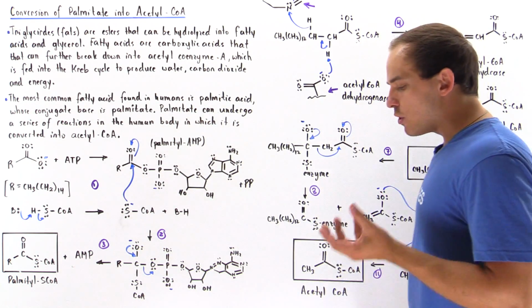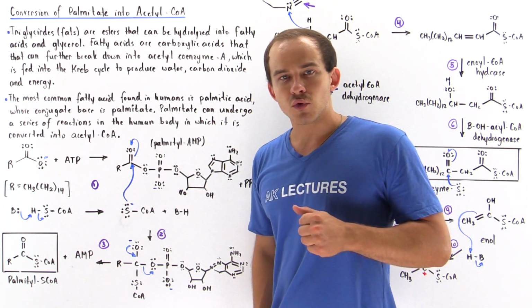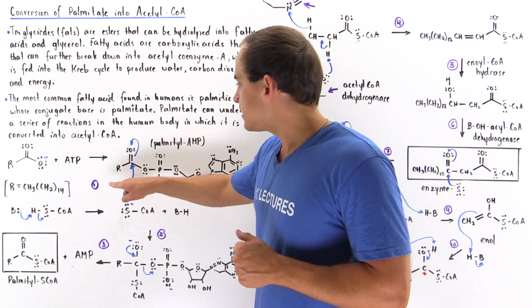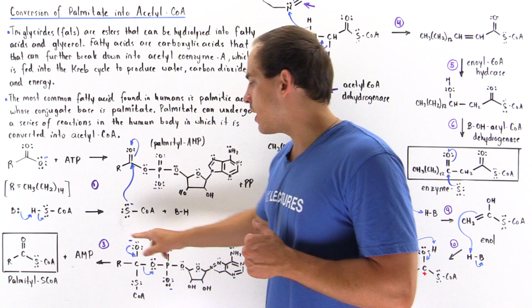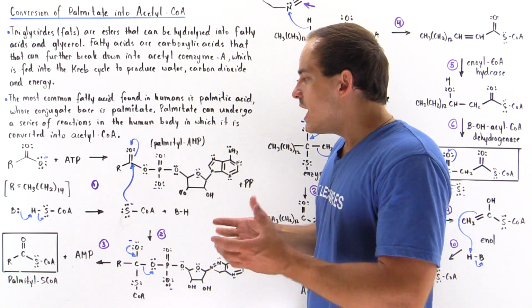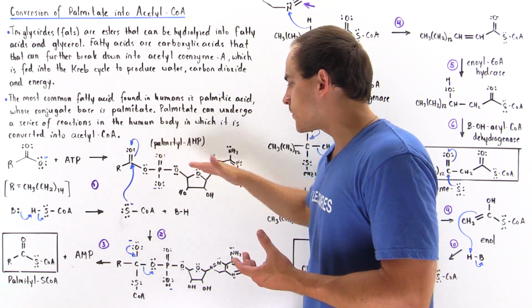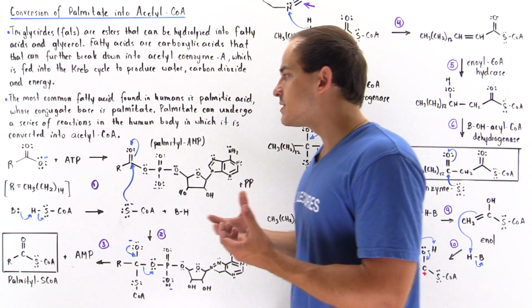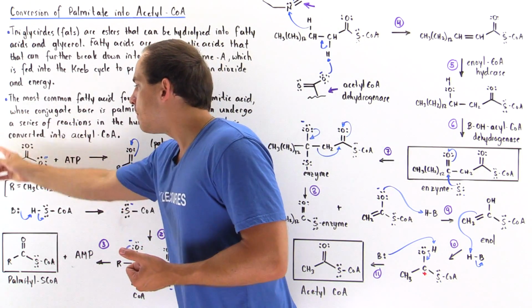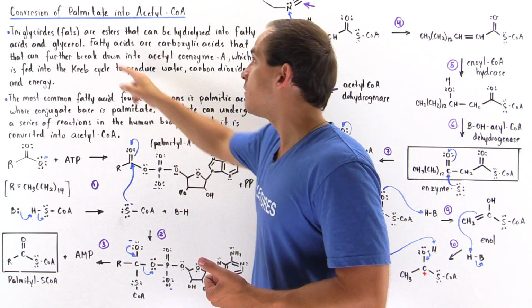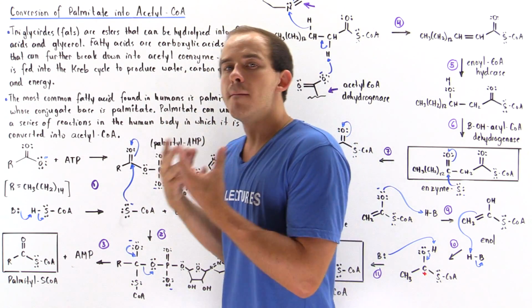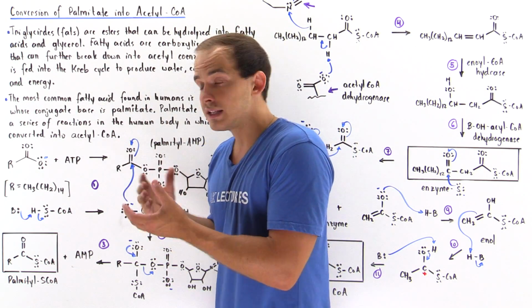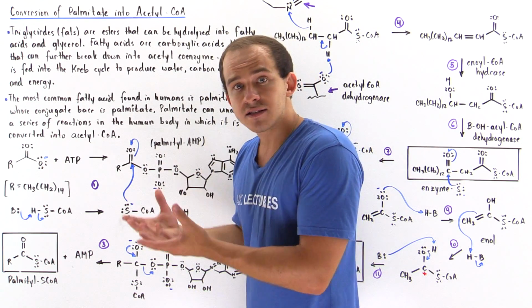So let's begin with the first few steps of our reaction. Let's examine step 1, step 2, and step 3. The entire purpose of the first 3 steps of this reaction is to transform the relatively inactive carboxylate ion group of palmitate into a much more active and reactive molecule, the thioester group.